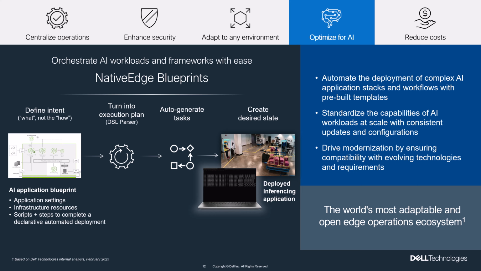A customer simply defines an intent, for instance, the specific application you want to run, with its required frameworks and configurations. Our blueprint assistant then takes that intent, auto-generates the necessary tasks, and deploys the entire stack to create the desired state. This is how we automate the deployment of complex application stacks and ensure consistency, standardization, and governance at scale across hundreds or thousands of sites.